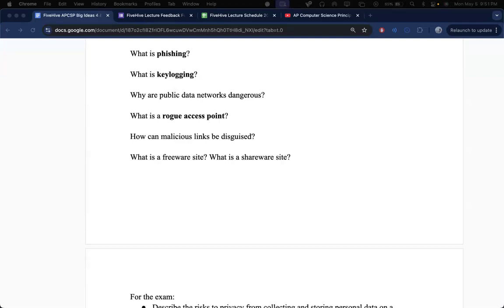Absolutely. Do we need to know this? Yes, it's the very last bullet point in the CED in this section. And I can just read you.